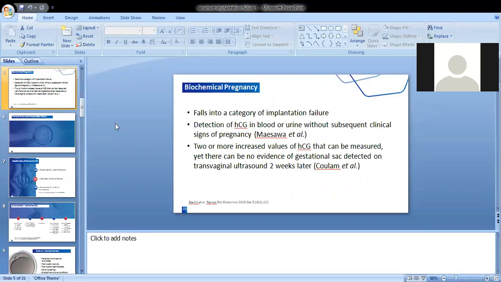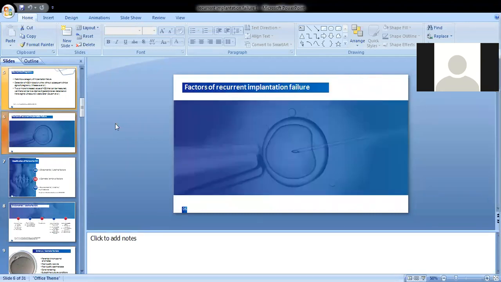Now, as I have mentioned already, biochemical pregnancy falls into a category of implantation failure. Detection of HCG in blood or urine without subsequent clinical signs of pregnancy, that is biochemical pregnancy. Two or more increased values of HCG can be measured, yet there can be no evidence of gestational sac detected on transvaginal ultrasound 2 weeks later. They are all labeled as biochemical pregnancy. They are also one form of implantation failure.